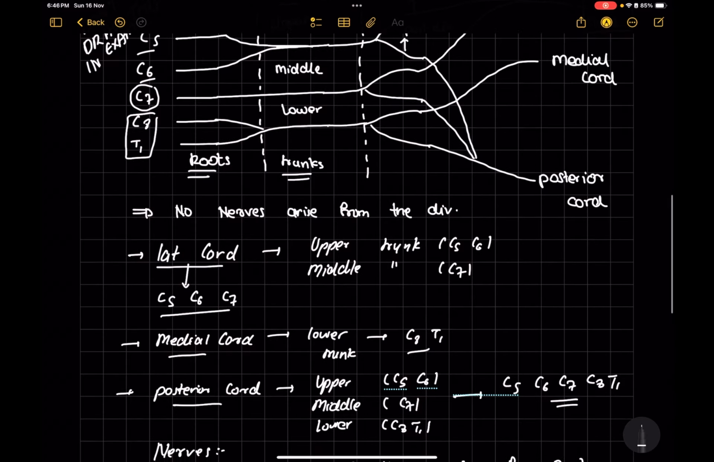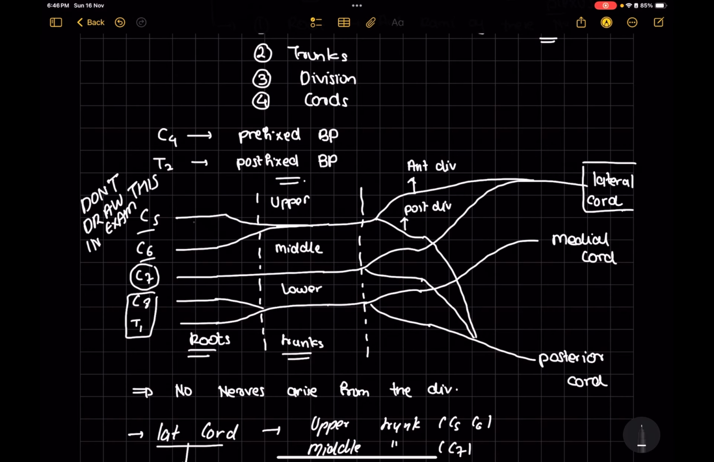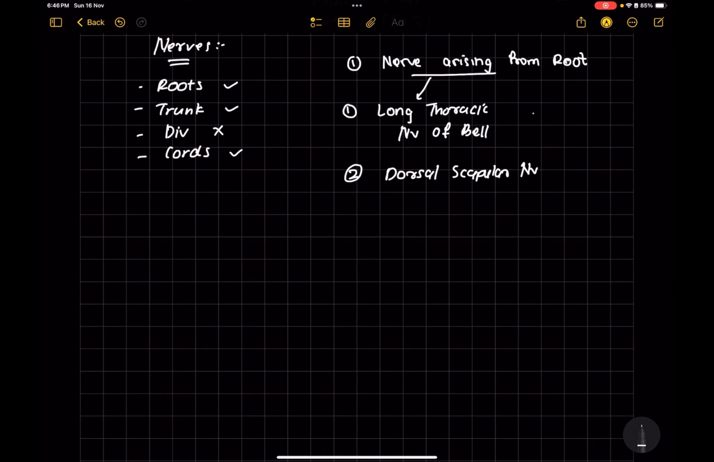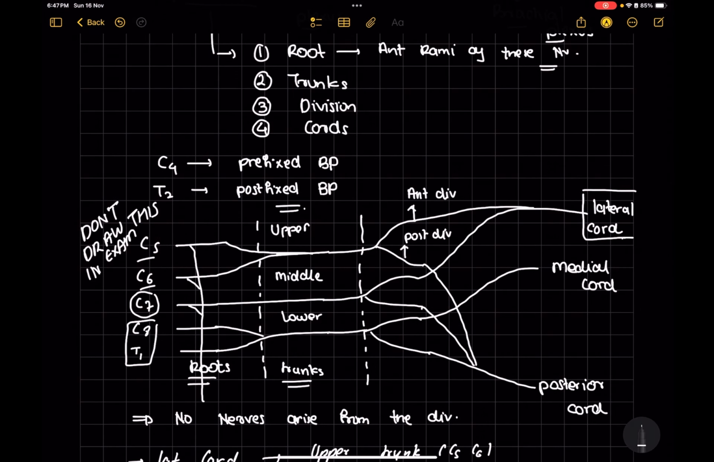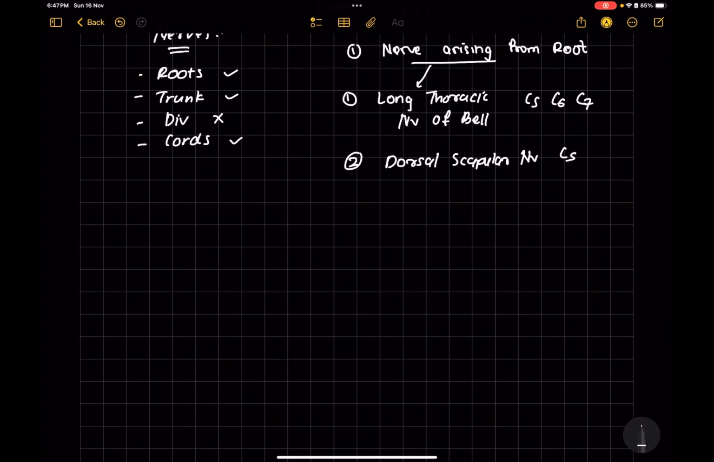So where do they arise? Let's go back to this diagram. Just focus on the roots portion. So this is your long thoracic nerve of Bell. It comes from C5, gets its contribution from C6, and also from C7. So it comes from three roots, that is C5, C6 and C7. If one may ask what is the root value of the long thoracic nerve of Bell, you can easily say it is C5, C6 and C7. What about the dorsal scapular nerve? The dorsal scapular nerve comes from only one root, this C5. So the dorsal scapular nerve arises from C5 only.